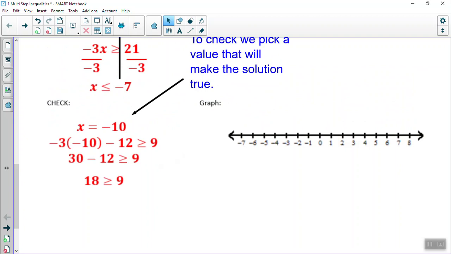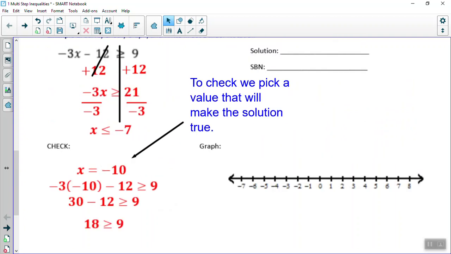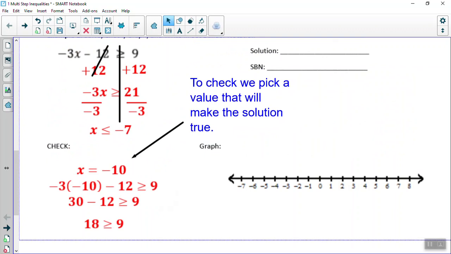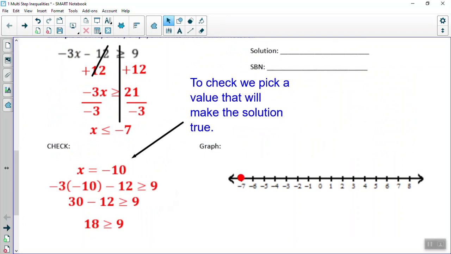So now let's graph. So my solution was negative 7. So I'm going to start at the negative 7. We have to put some kind of a circle, either an open circle or a closed circle. So if we remember from past experience, if it's got that line underneath, it's a closed circle. Right. Then we're going to draw a line in the direction of all values that are less than negative 7. So in our case, it would be to the left.